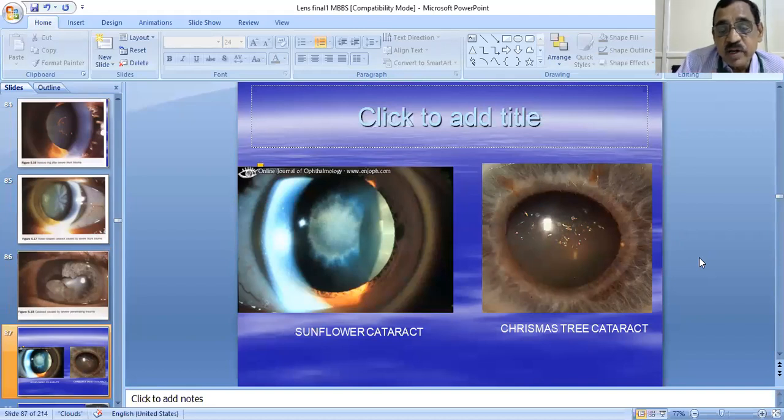This is a sunflower cataract. This is Christmas tree cataract.